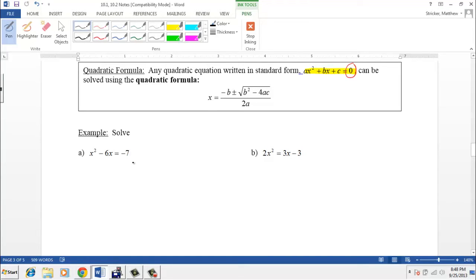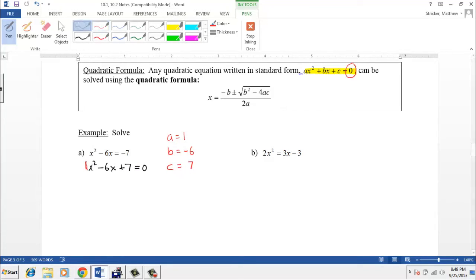What do we have to do first in this example A? Well, it's not set equal to 0, so the very first thing is we should probably make it look like x squared minus 6x plus 7 equals 0, and then we can tell what a, b, and c are. A is the number or coefficient in front of the x squared, and it's not written there, but we know there is an invisible 1 there. And then b is the number in front of x, which is negative 6. And of course c is the number that's by itself, that's the positive 7.